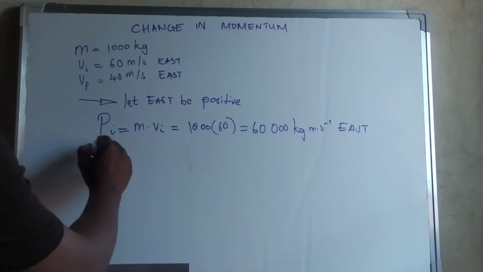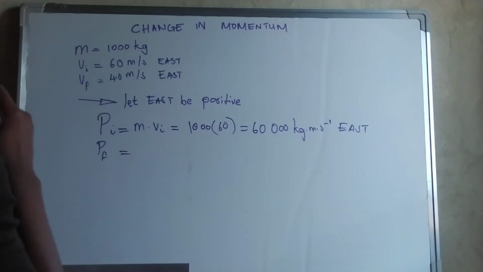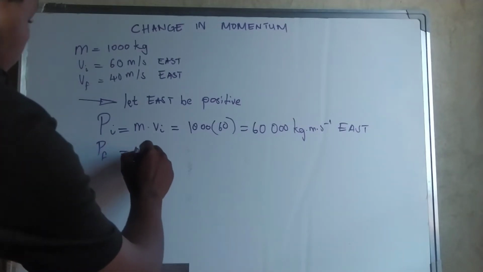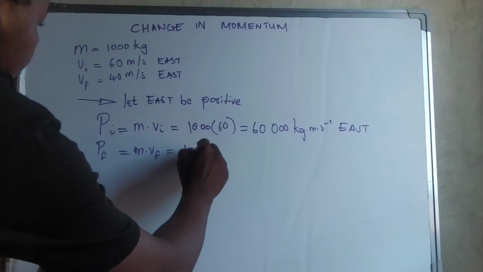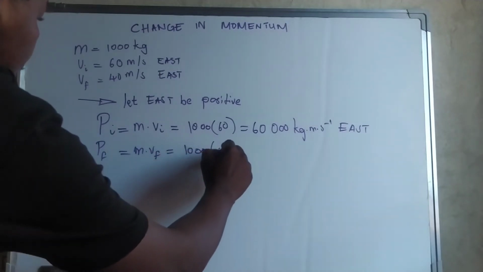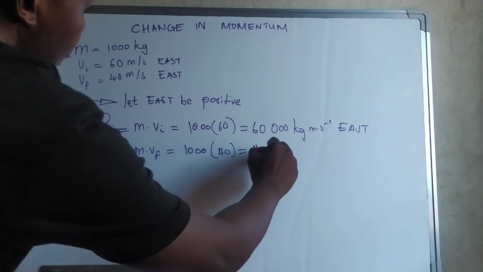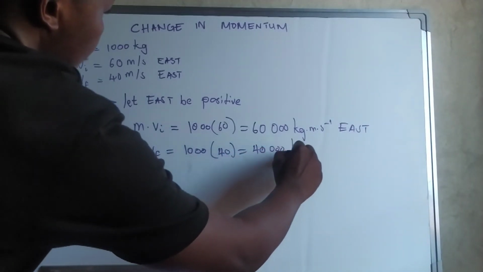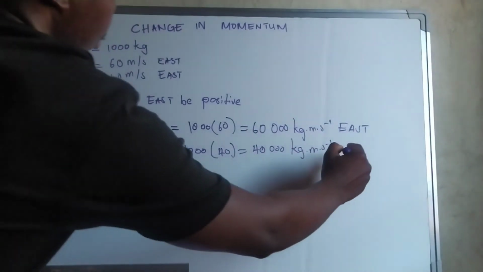And then we go to the final momentum. This is the second part. We're going to say m times v_f. Here the mass is still 1000, but the velocity has now decreased to 40. So we have 40,000 kg meters per second, and this is still to the east.